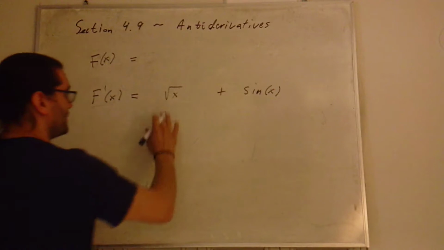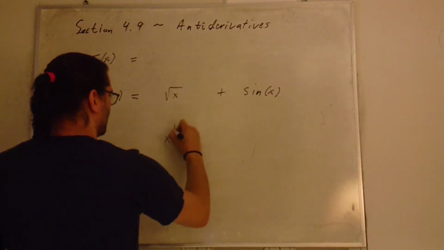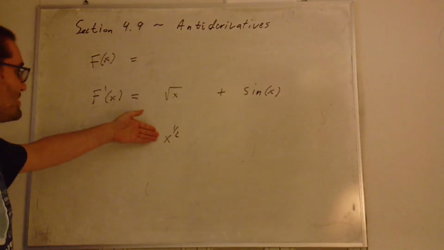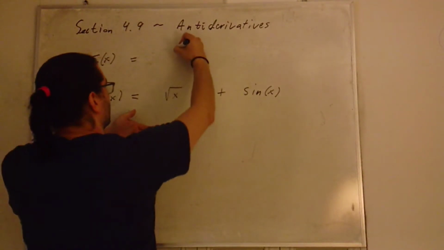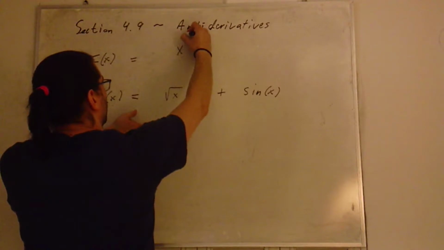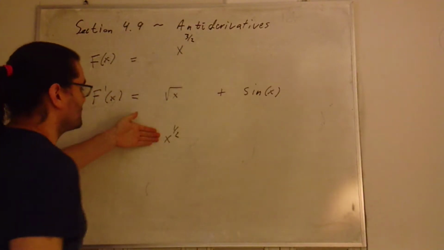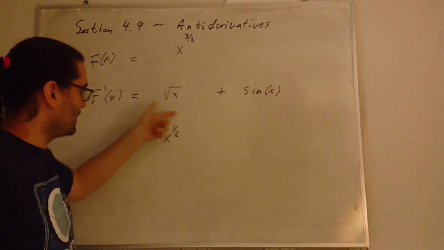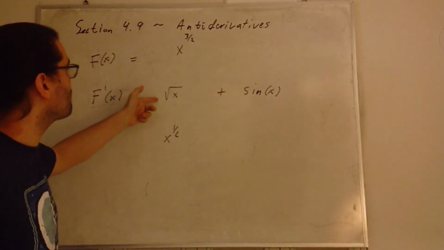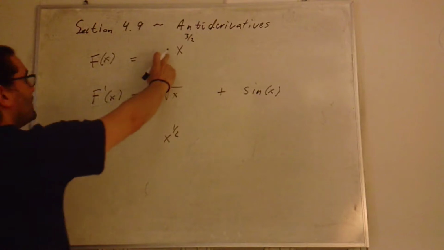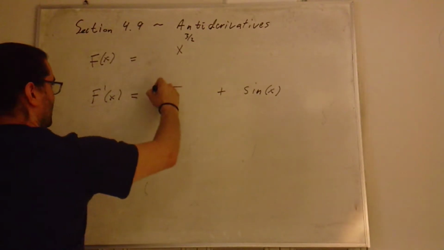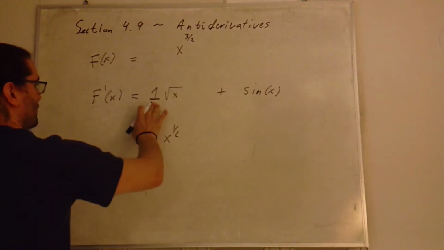The square root of x here, that's the same as x to the 1/2. So if the derivative of something is x to the 1/2, that means that the original function must have been x to the 3/2. If you start with 3/2 and you subtract 1, that'll give you this 1/2. That'll be the square root. But we also need a coefficient here. The coefficient we get in the derivative is 1.